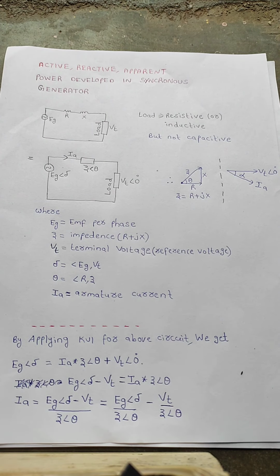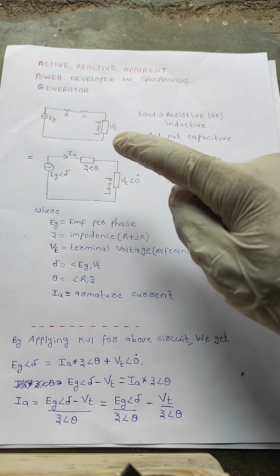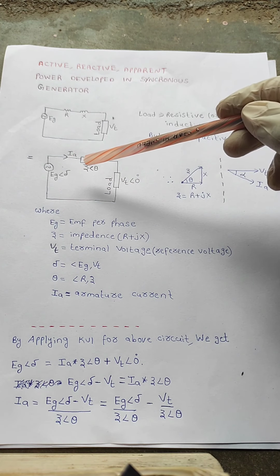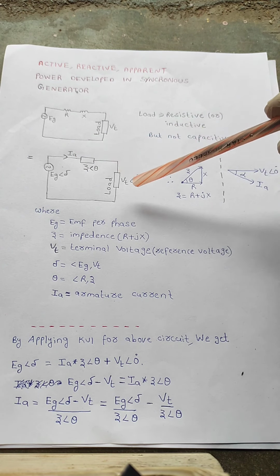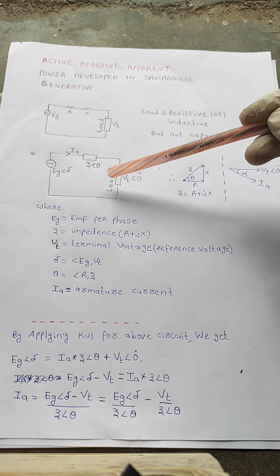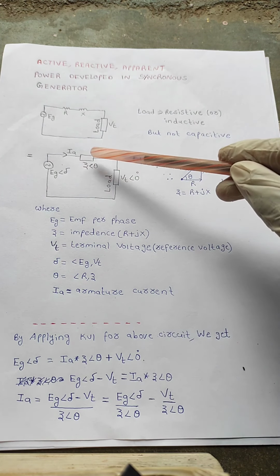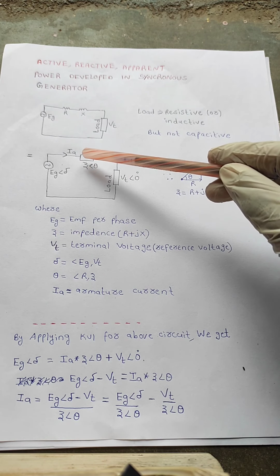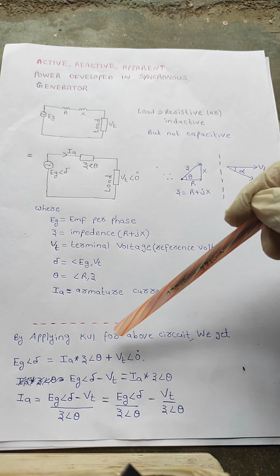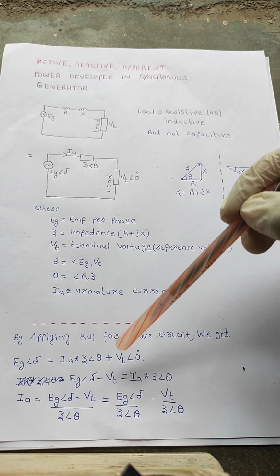Now I am going to apply KVL to this circuit. You know that KVL is nothing but voltage supplied equals voltage distributed across the elements. So here Eg is supplying the voltage, so that voltage is equal to this voltage plus this voltage. So Eg angle delta equals the voltage across this, Ia into Z. Ohm's law, V equals IR. Similarly, Eg equals Ia into Z angle theta plus terminal voltage.